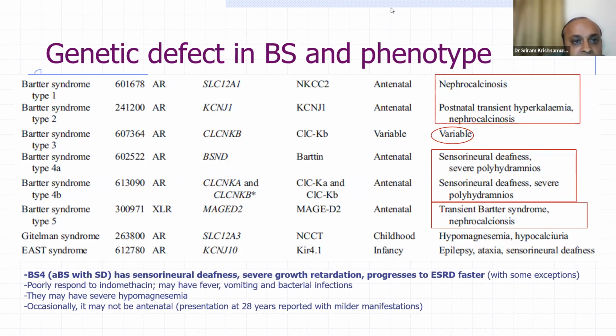Type 4 has sensorineural deafness. It has severe growth retardation, and it is supposed to be the worst in prognosis. It progresses to end-stage renal disease faster, with some exceptions. It is generally poorly responsive to indomethacin, and you may have fever, vomiting, and bacterial infections. Type 4 may also have severe hypomagnesemia. Occasionally, type 4 may have a very late presentation, because a presentation as late as 28 years has been reported with very mild manifestations. But these are exceptions. Generally, type 4 would be classified as antenatal Bartter with sensorineural deafness.